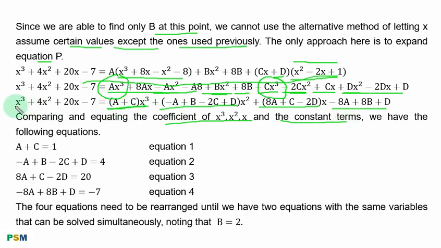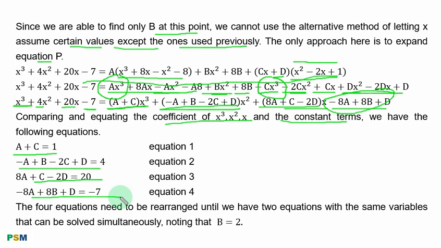There is s cube here. The coefficient is 1. Therefore, a plus c is equal to 1. If you compare this term, you have s squared here. The coefficient is 4. So you have that term equal to 4. If you compare terms with s, here the coefficient is 20. You have this as equation 3. If you compare the constant terms, you have this equal to minus 7 in this form.